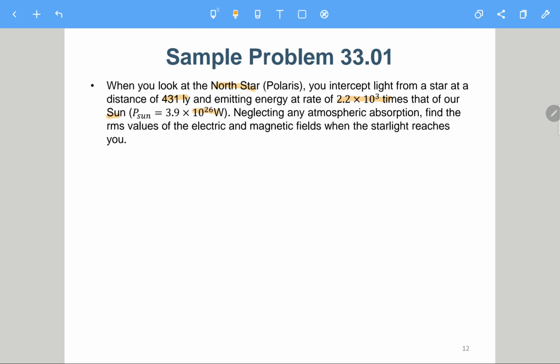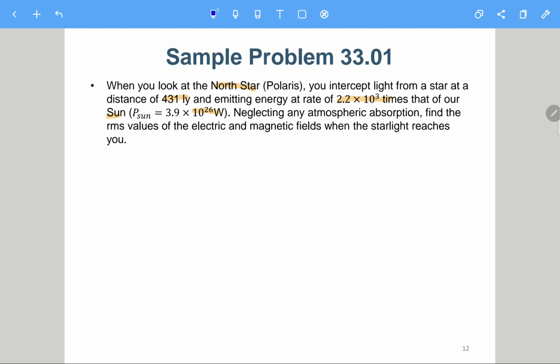And of course, the sun has many nuclear reactions to emit a large amount of energy, and even so, the North Star emits more than 1,000 times the power of the sun. Neglecting any atmospheric absorption, find the RMS value of the electric and magnetic field when the starlight reaches you.